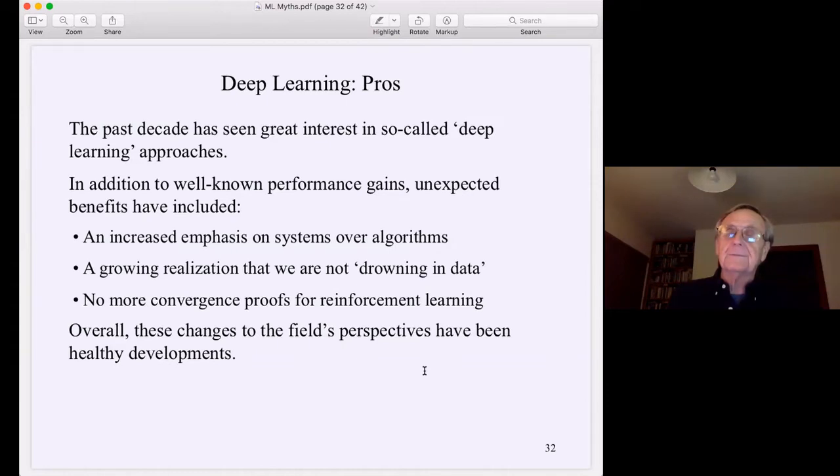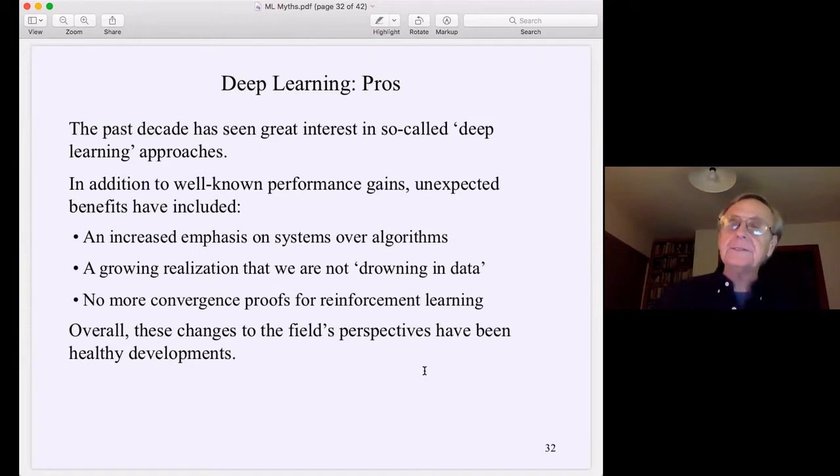There have been some of those well-known performance improvements over what you could get before. Some unexpected benefits are that people have started to talk about systems again. They draw a systems diagram. They're not just talking about algorithms. And I think that's a good thing.